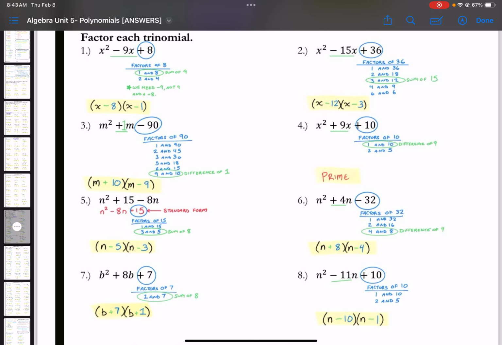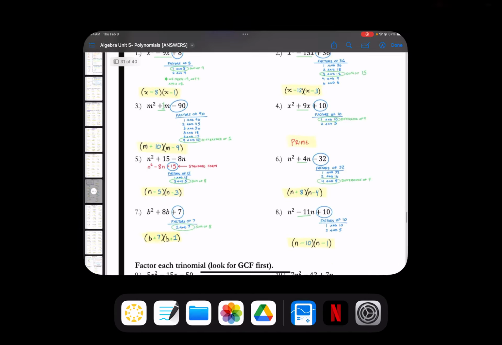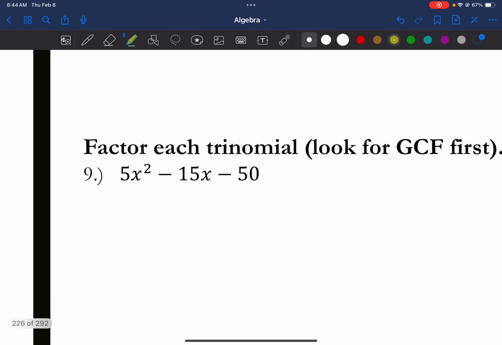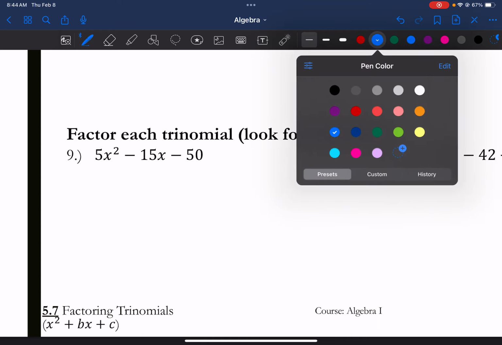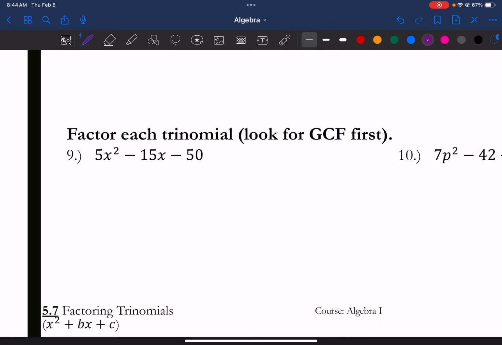The second part of this lesson brings back that GCF. If you look at the directions, it says to factor each trinomial, look for a GCF first. I'm not always going to give this direction. You just have to know what to do. So in this case, this lesson is supposed to force you to find the GCF first. We notice we have a 5, a 15, and a 50. Okay, great. I can take out a GCF of 5. So let's go ahead and do that. GCF of 5, I am left with x squared minus 3x minus 10.